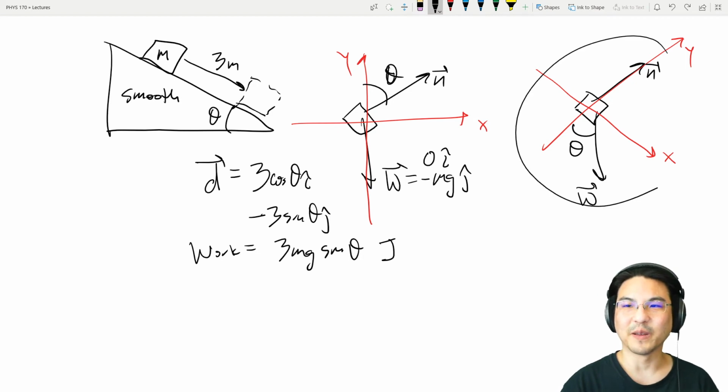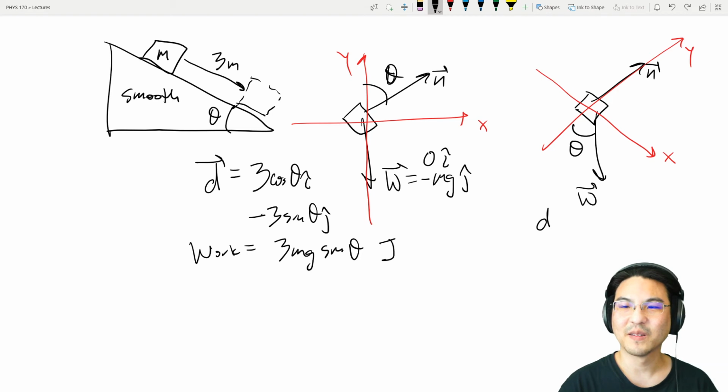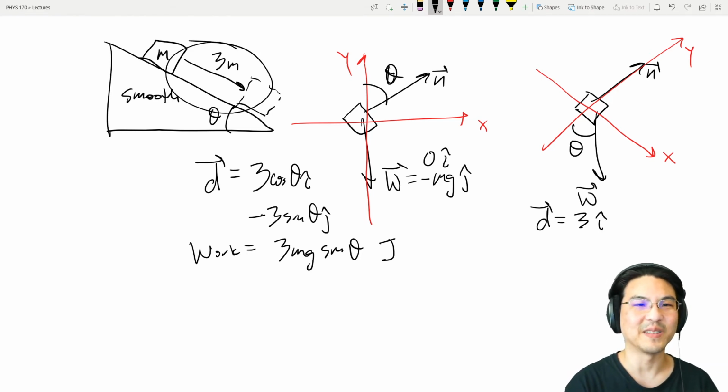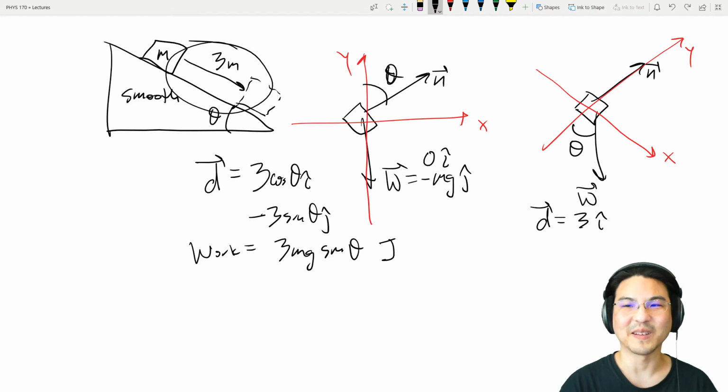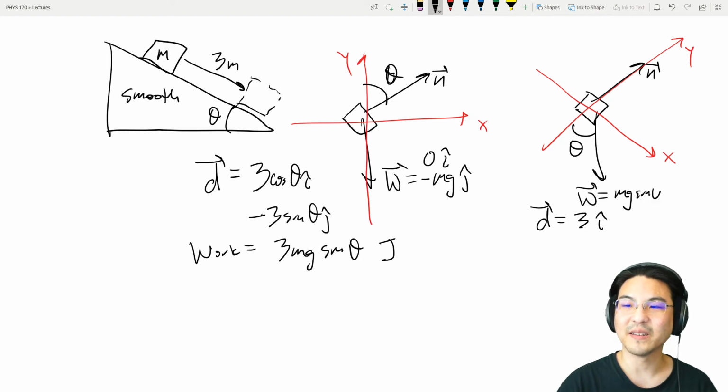Okay, how about if we pick this coordinate system? The displacement would be 3i, right? Because look, it's this way, and that's the way I picked the x-axis. The weight would be, in the x direction, mg sine theta, and in the y direction, minus mg cosine theta.